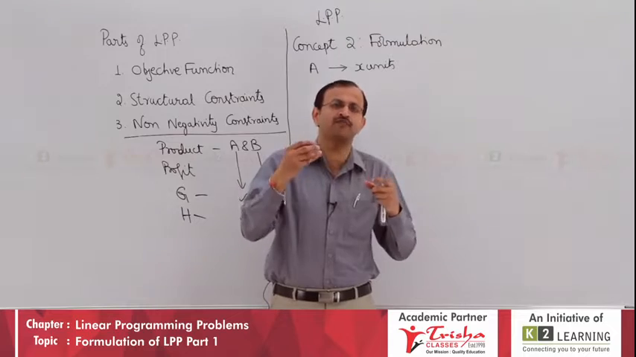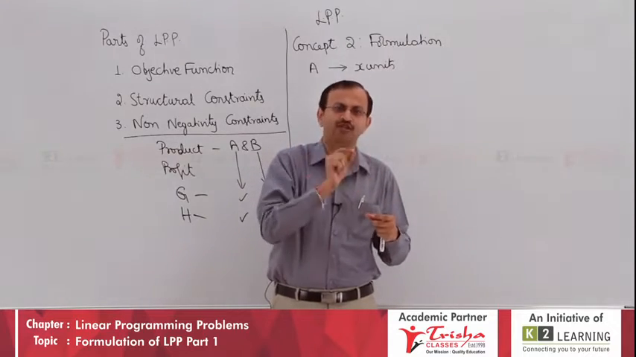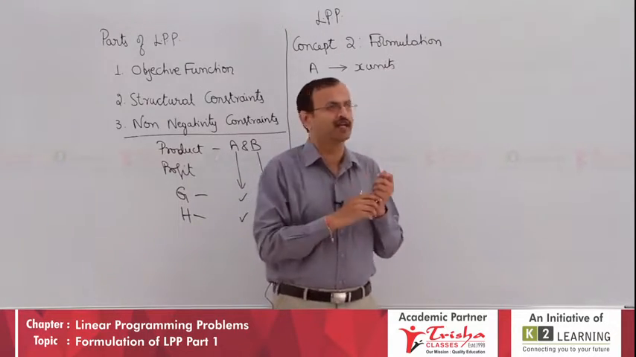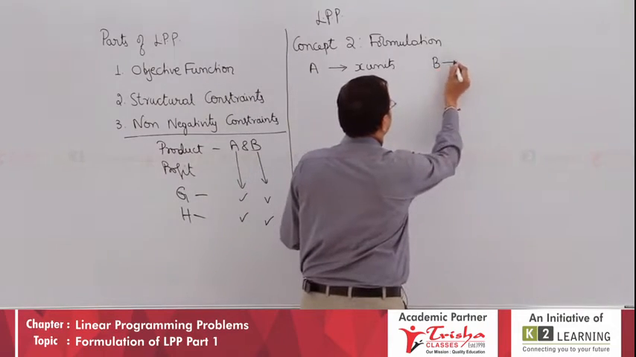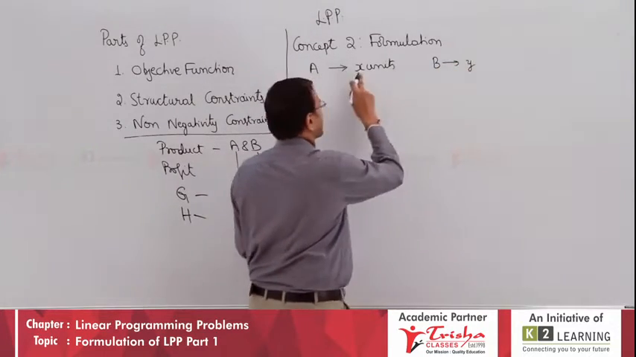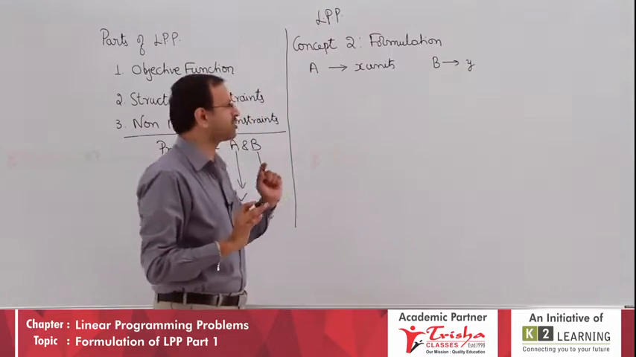We have to assume some numbers. Since they are unknowns, we will take X, we will take Y. So, product A X units, product B, the next product is Y units. You can take x1 and x2, we will take x and y units.